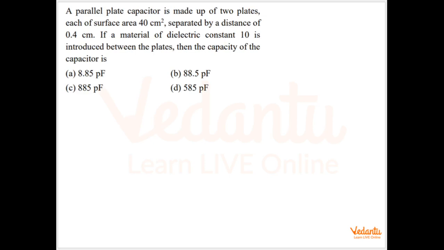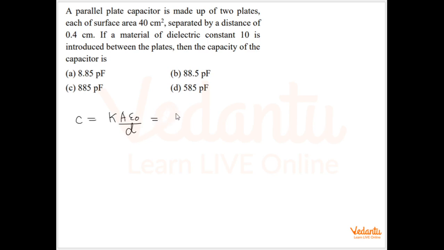In this question, a parallel plate capacitor is made up of two plates. Each has surface area 40 cm square and they are separated by a distance 0.4 cm. Now a material of dielectric constant 10 is introduced between the plates. We have to find out the capacitance. So capacitance, my dear bacha log, is given by K A epsilon naught by D. Here K is the dielectric constant.